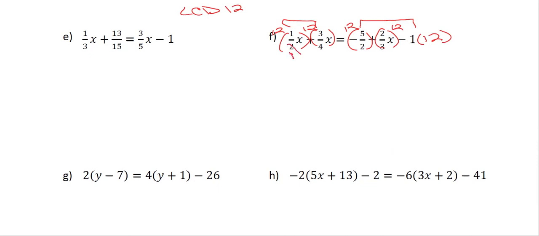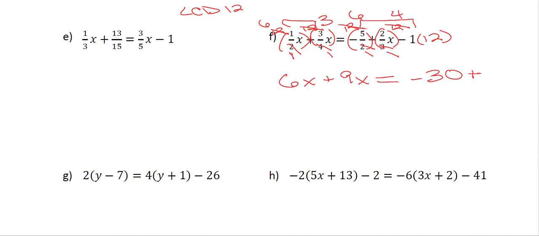2 goes in itself once, goes into 12 6 times. Now I got 6 times 1x is 6x, plus 4 goes in itself once, goes into 12 3 times. Now I got 3 times 3x is 9x, all equals. 2 goes in itself once, goes in 12 6. I got negative 5 times 6 is a negative 30, plus 3 goes in itself once, goes into 12 4. I got 4 times 2x is 8x. I got negative 1 times 12 is negative 12.